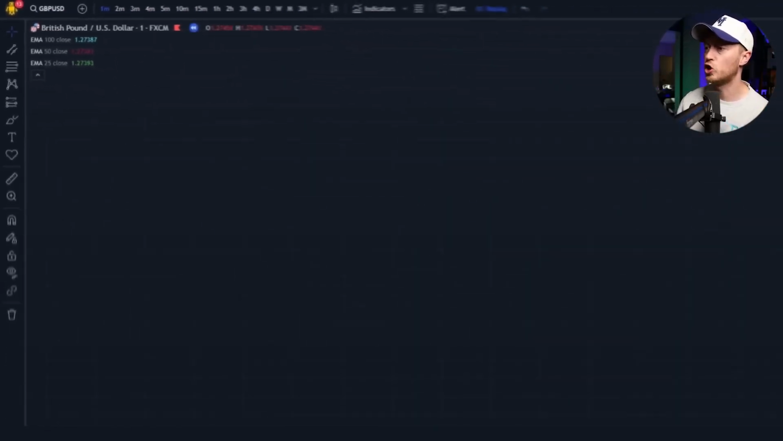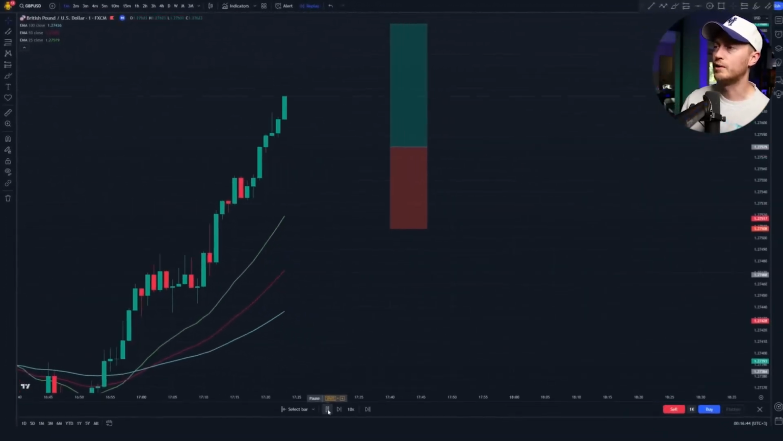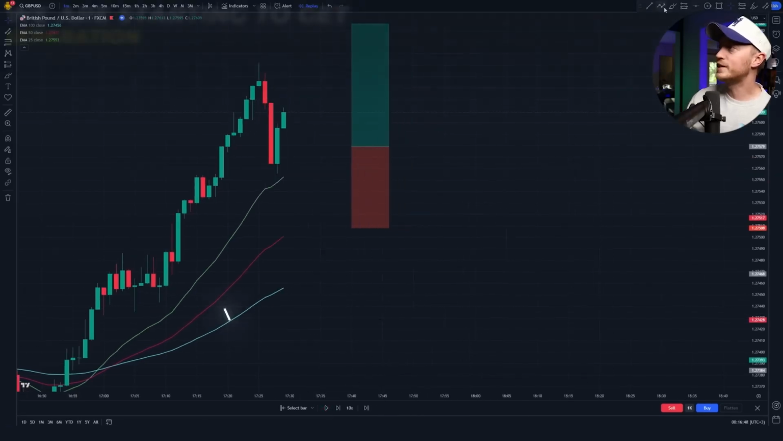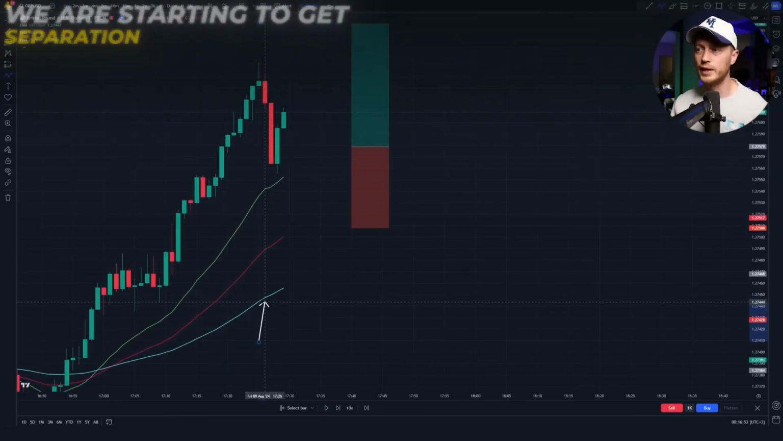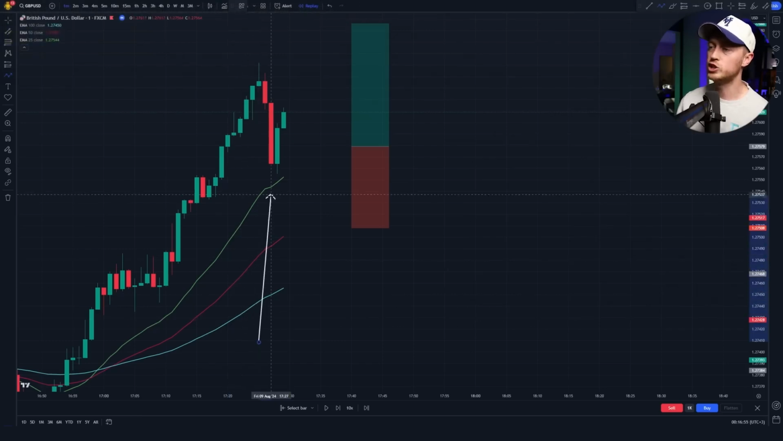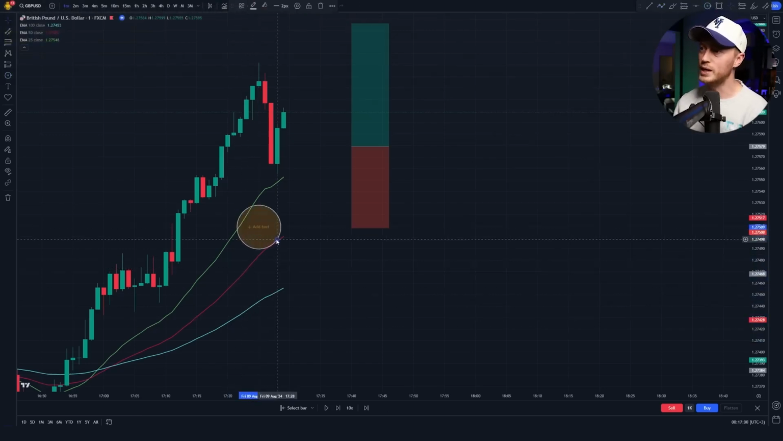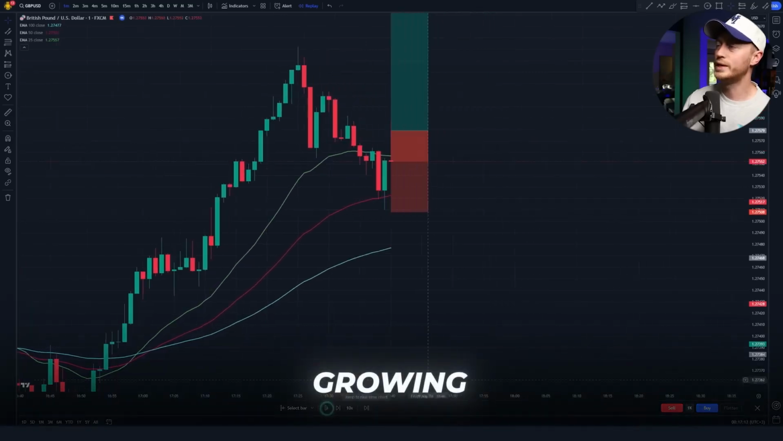So let's take a look at the chart right here, and what are we looking at? Price is pushing up. We're starting to get that separation of these 3 bands right here. These are the moving averages. We want to see that separation. We want to see that distance in between each of the moving averages growing. As I continue to play this out, we get our pullback.